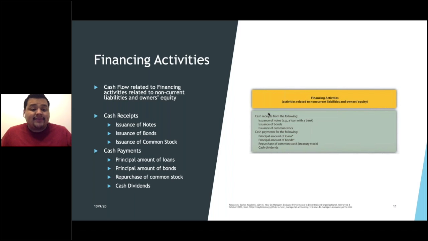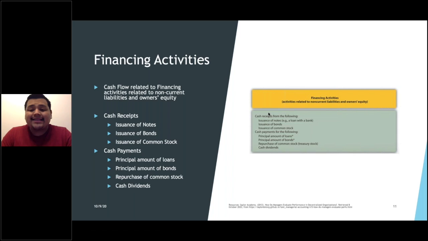Then we have financing activities. Now, financing activities are cash flow related activities that relate directly to non-current liabilities and owner's equity. What are those? Those can be classified as issuance of notes, issuance of bonds, issuance of common stock, stuff like that. And then for payments, you will see principals of loans, principal of bonds, repurchase of common stock, as well as cash dividends.